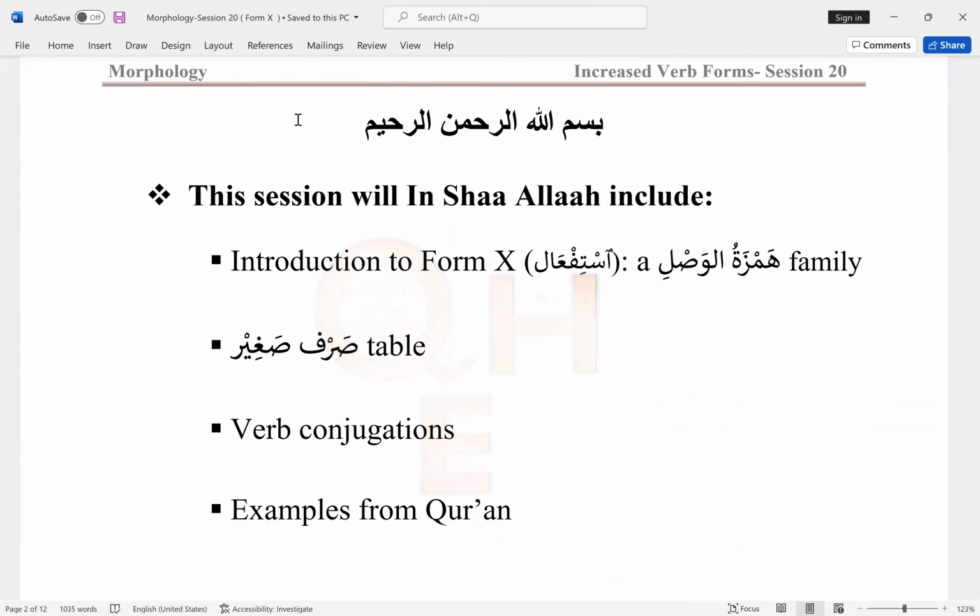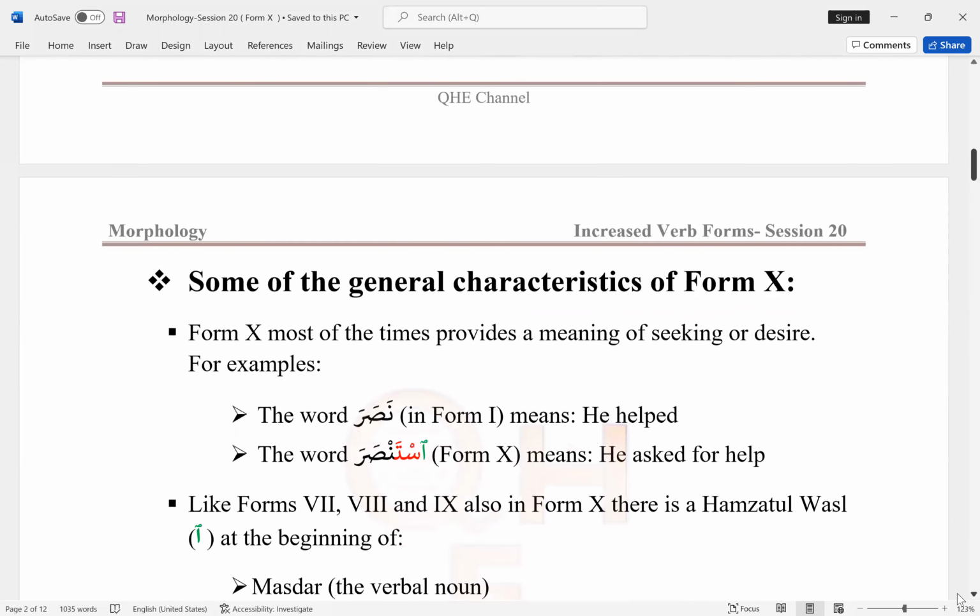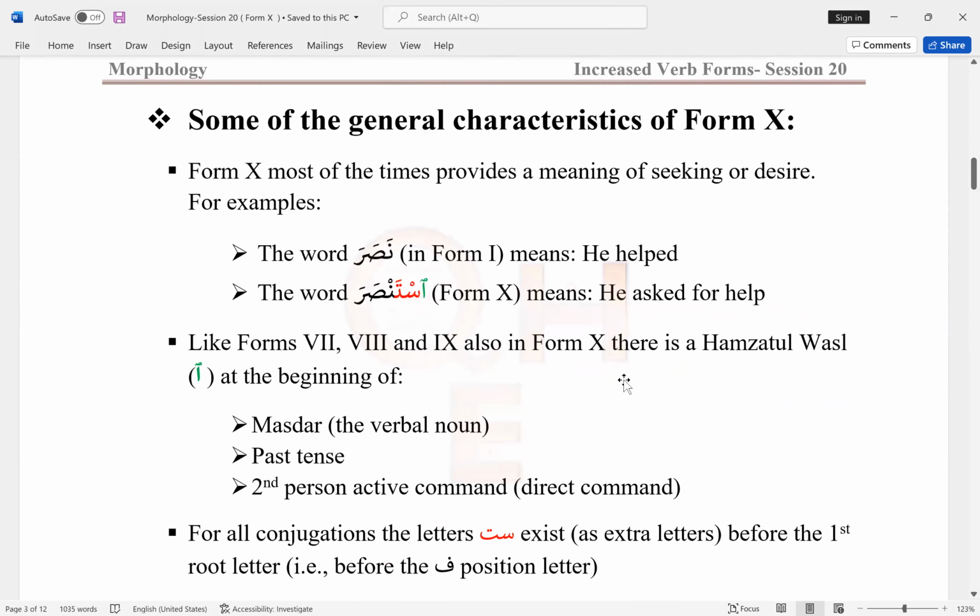This session, inshallah, will include the introduction to form 10. This is one of the Hamzatul Wasl family. And we are going to go over the Sorf-Sogit table, and we will look into all the verb conjugations, and inshallah we will go over some examples from Quran. So let's learn about some of the general information about Form 10.